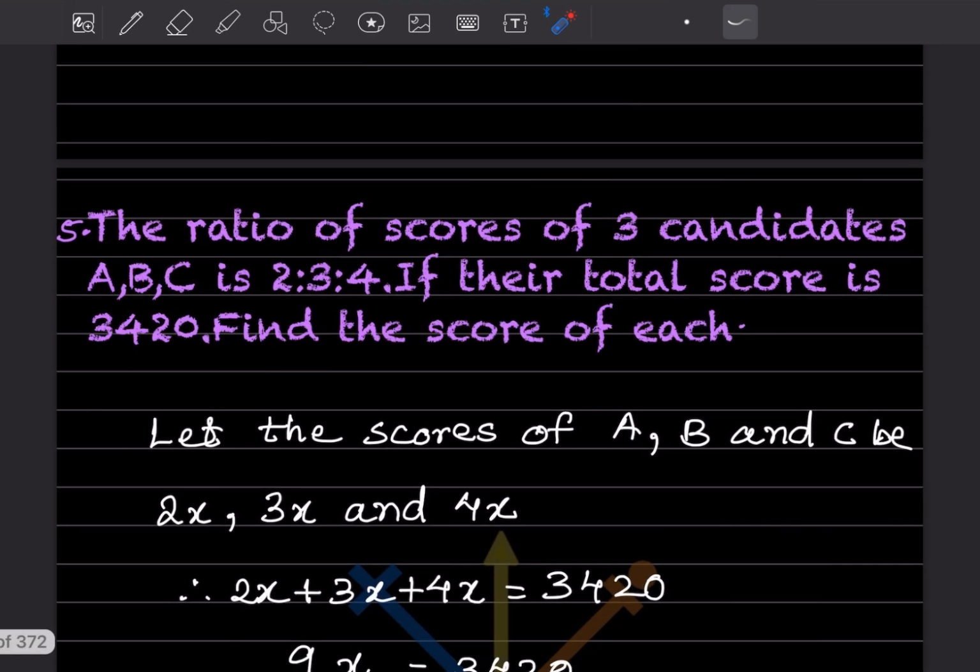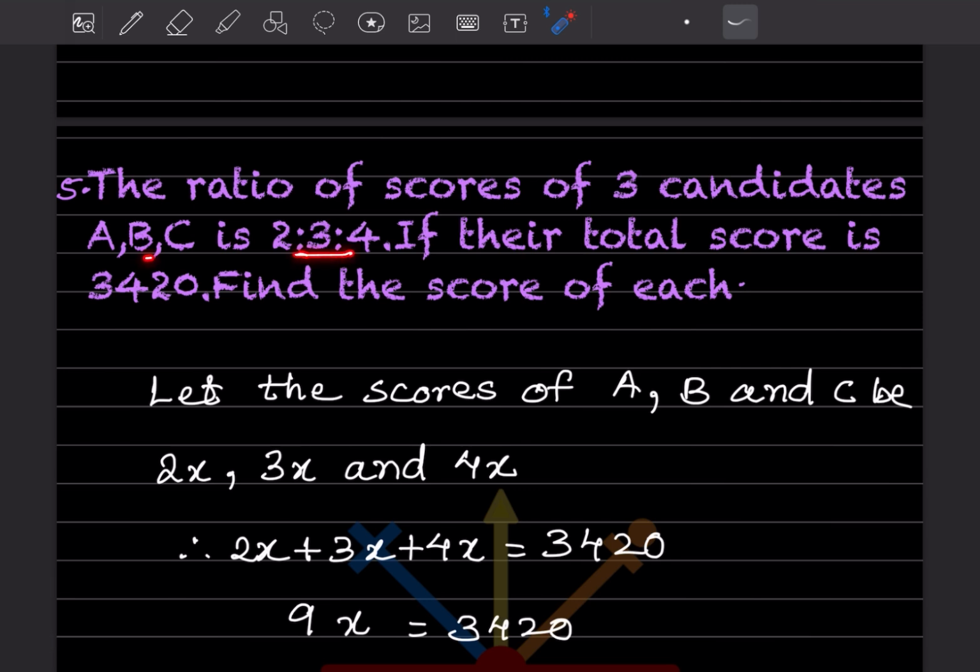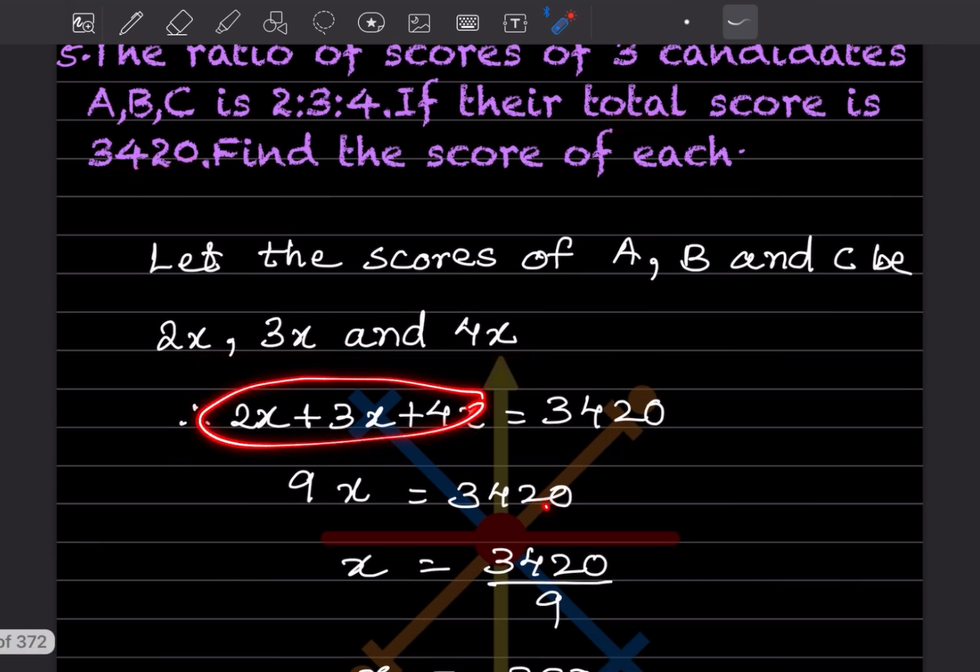The ratio of scores of 3 candidates A, B, C is 2:3:4. If the total score is 3420, find the score of each. So we can say let the scores of A, B and C, the ratio is given as 2:3:4, we can put here x. Then it becomes easy for the calculation, 2x, 3x and 4x. And if the total score is 3420 means we are going to add all these. So this will be 9x will be 3420.